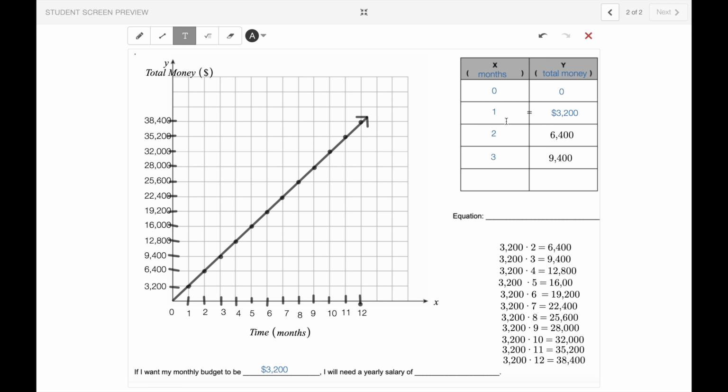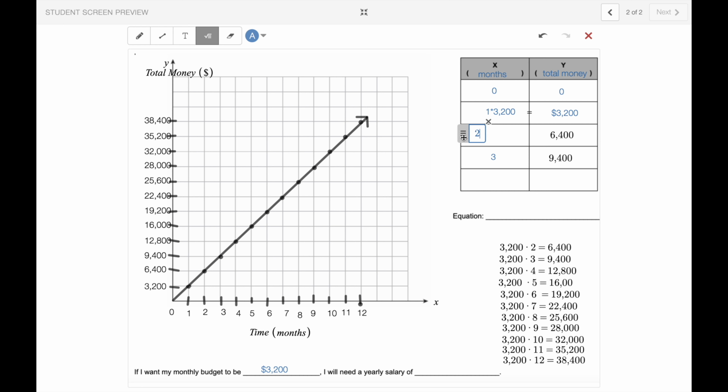What can I add to this side to make it balance with the y? There's more than one way. I want you to try to think about a way we can multiply it. So 1 times what would make this equal? Hopefully you thought about it. It is 3,200. So now both sides are absolutely equal. Now we can carry on with 2.